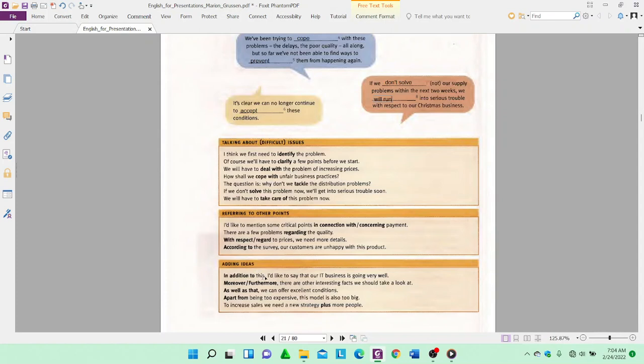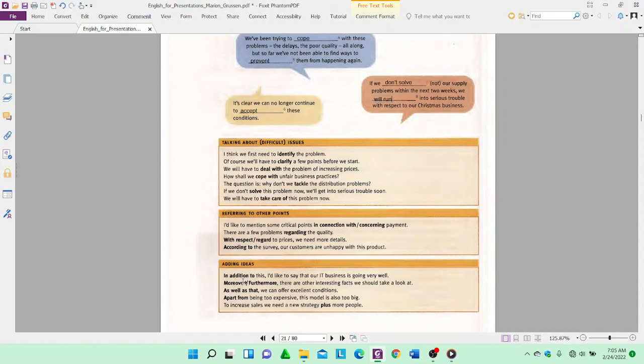Sebagai tambahan untuk ini, ya kan? I'd like to say, aku ingin mengatakan that our IT business is going very well. Bisnis IT kita sedang berjalan dengan baik. Mungkin dia sudah menjelaskan sesuatu yang sebelumnya. Apa misalnya ya? Dia menjelaskan tentang customer perspective misalnya ya. Right, contoh ya. Our customers are very happy. They really like our services. In addition to this, I'd like to say that our IT business is going very well too, misalnya. Ya, karena dia bisnis di bidang IT.